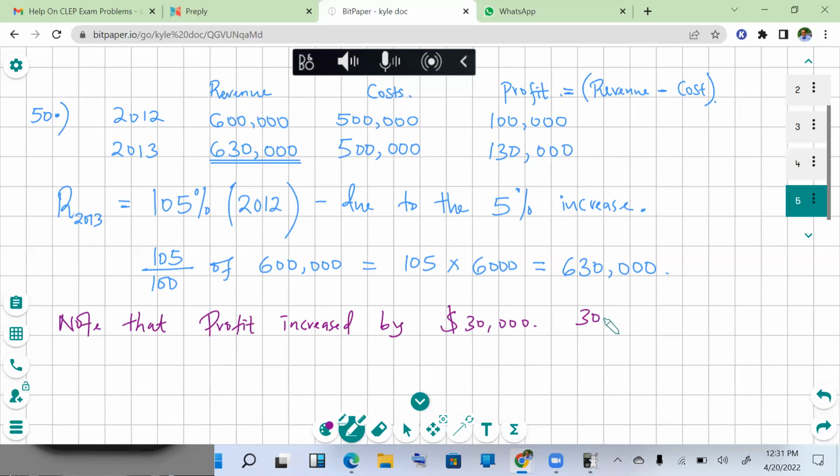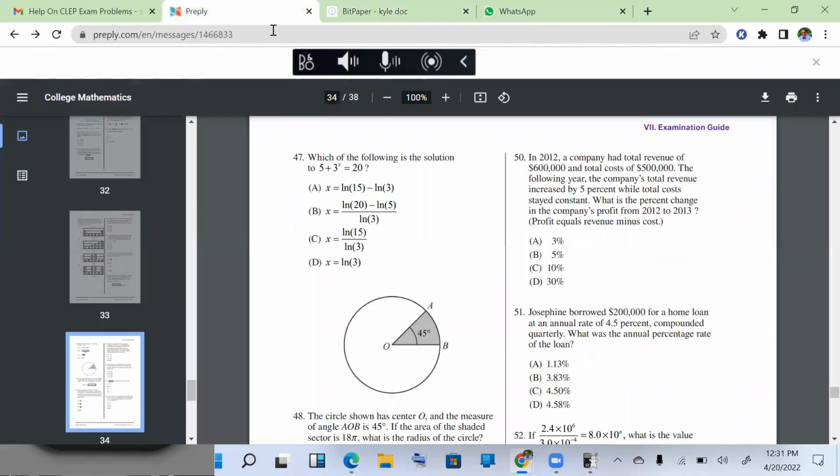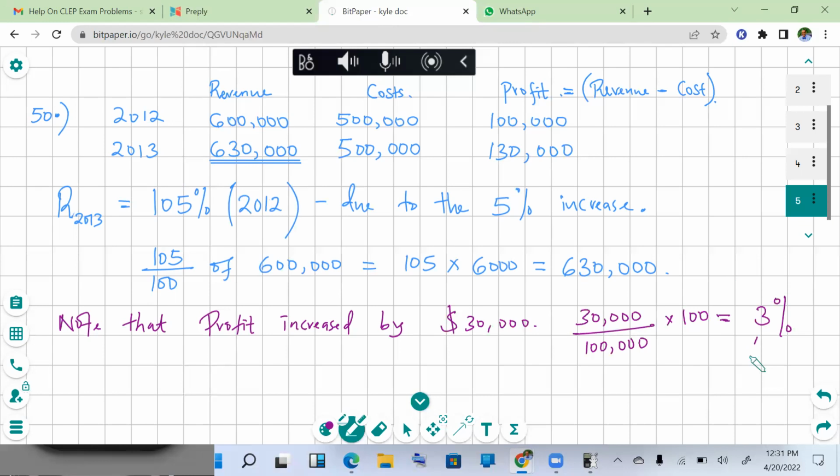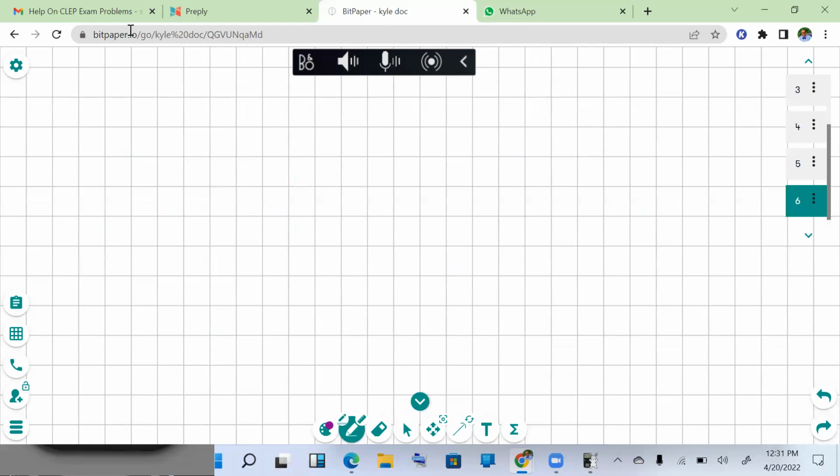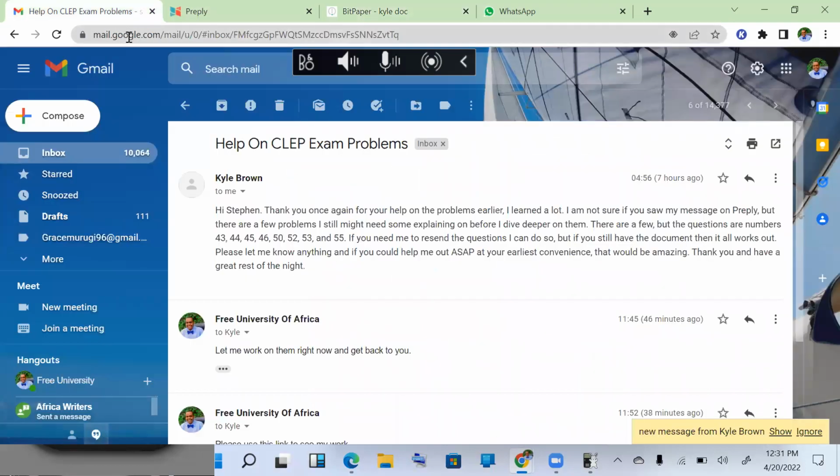So all we need to do is convert this to a percentage. You take the increase in profit divided by the 2012 profit, which was 100,000, and you convert this to a percentage. And you'll agree with me that if you do the math, this is going to be 30%. And 30% is choice A. So far, so good. We go to number 52.